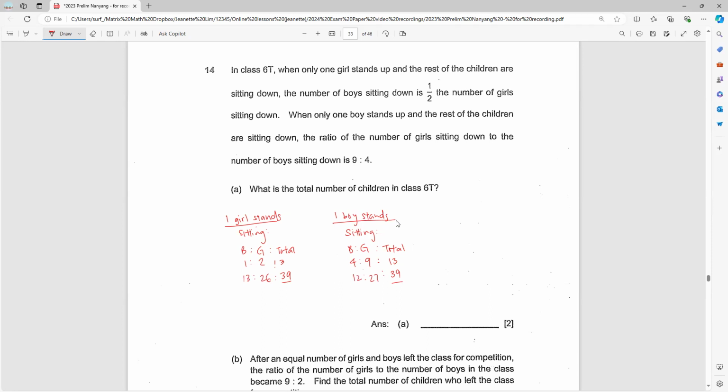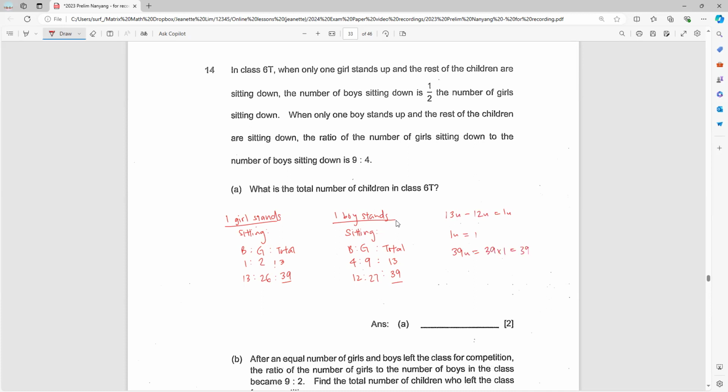Okay, so if you compare the difference in units, the difference is 1 unit. And this is because there's one boy standing in scenario 2. So the 1 unit must be 1 boy, 1 person. What is the total in 60? Total 39 units.